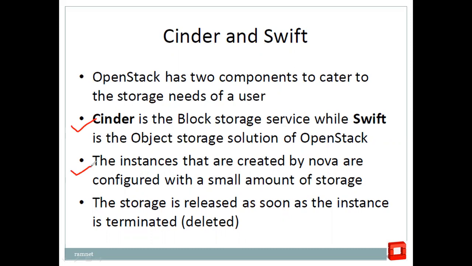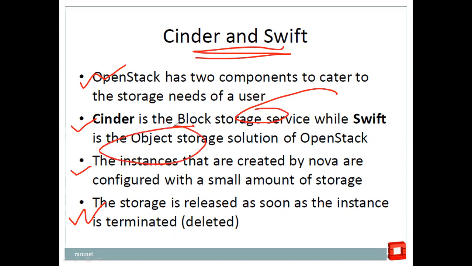Instances that are created by Nova are configured with a small amount of storage. Storage is released as soon as the instance is deleted, meaning terminated. That's very important, Cinder and Swift. One is for block storage, another one is for object storage.